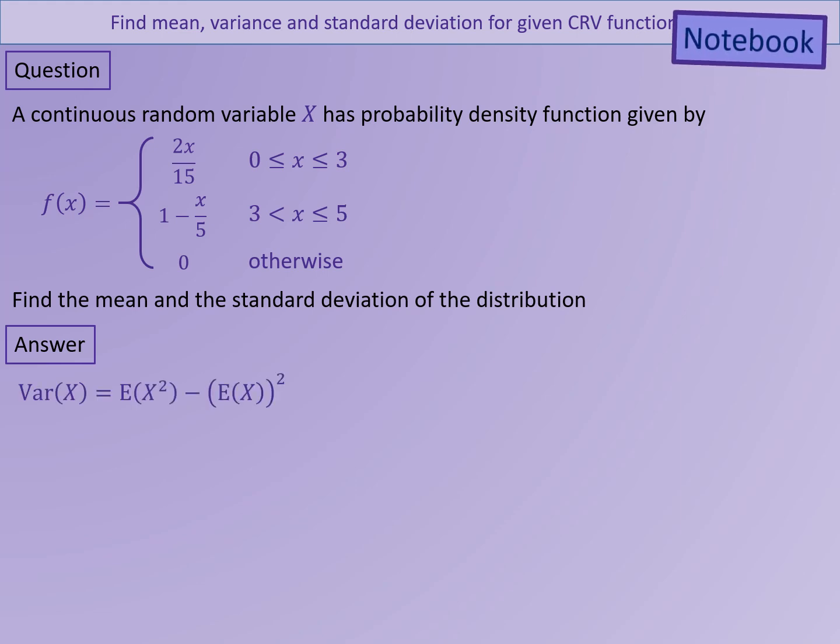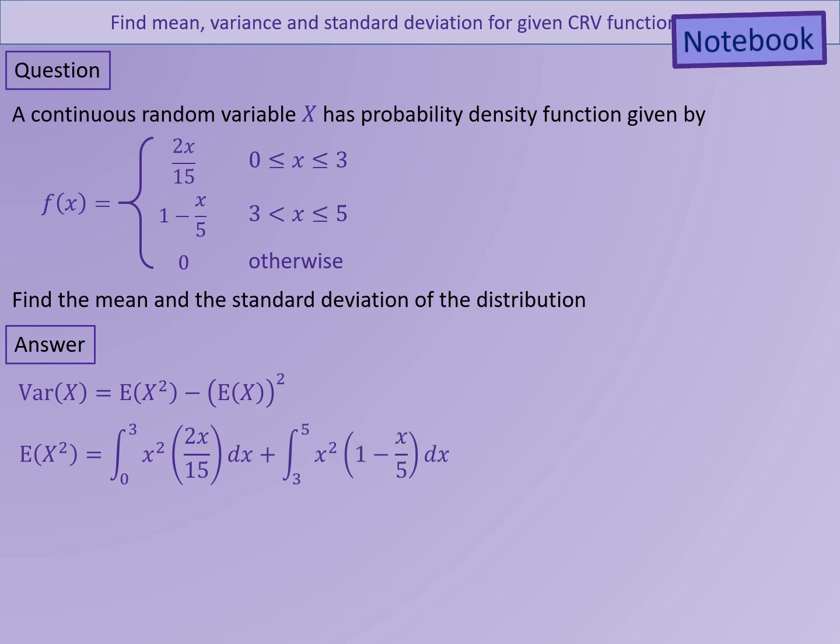We're now going to find the variance using the formula that the variance of x is the expected value of x squared minus the expected value of x all squared. The expected value of x squared is just the same as the expected value of x formula, except instead of integrating x multiplied by the function, we're going to multiply x squared multiplied by the function. So if we integrate x squared times the first part of the function from 0 to 3, and then integrate x squared multiplied by the second part of the function from 3 to 5, we get an expected value of x squared of 8.167.